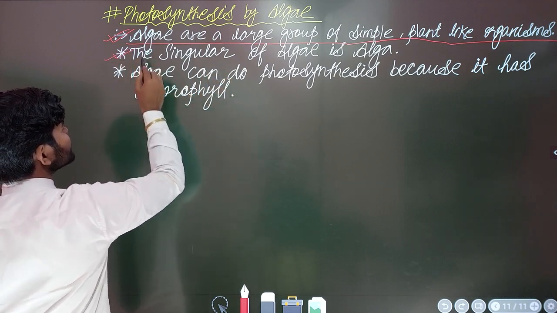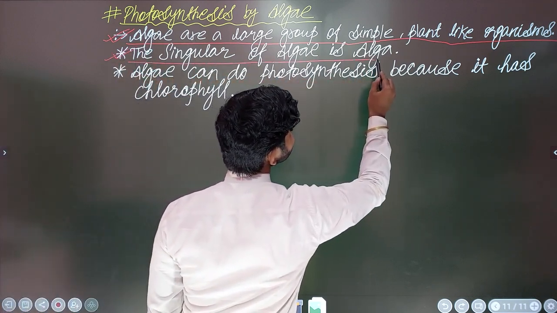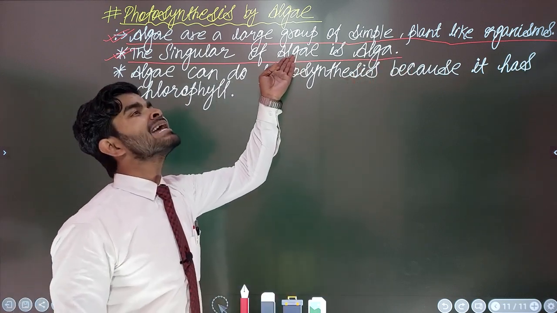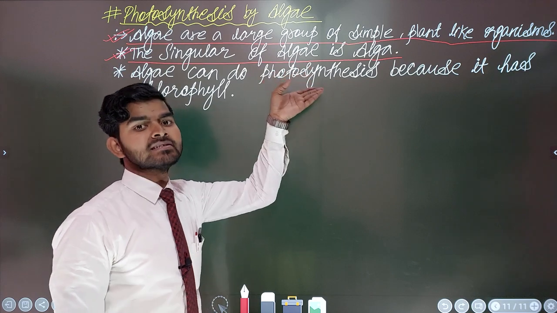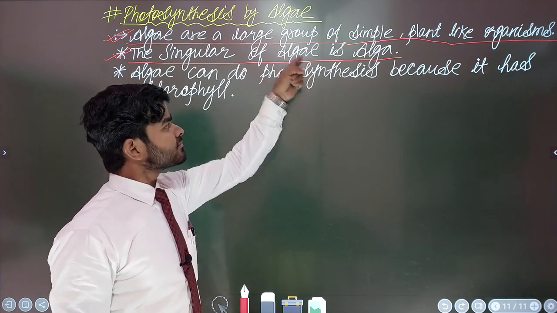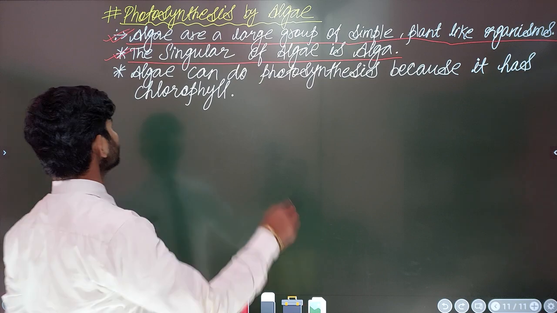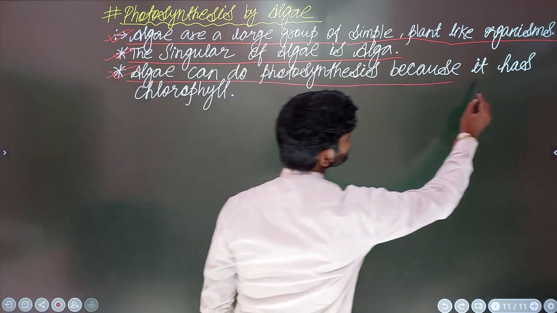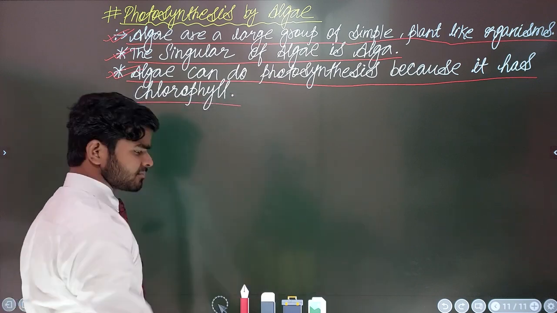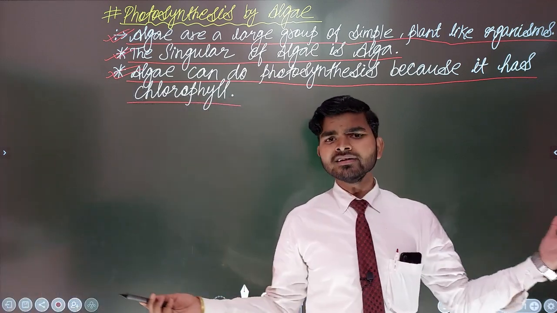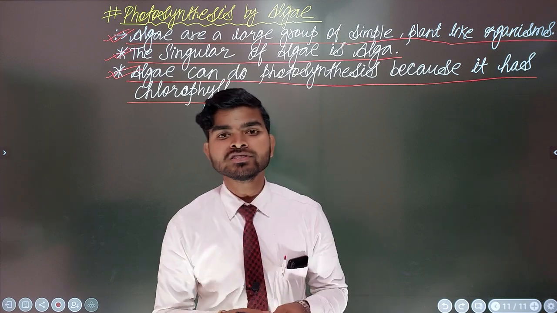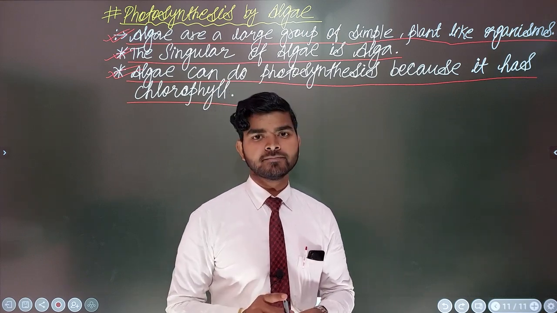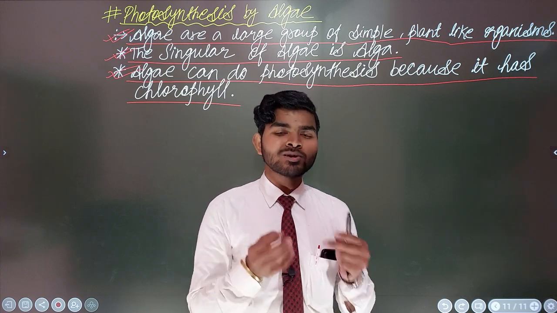The next line is also important. The singular of algae is called alga. It is written here as algae, but read as algae. The singular of algae is alga. Next, algae can do photosynthesis because they have chlorophyll. Someone may ask you why algae can do photosynthesis: because they have a green pigment named chlorophyll. So that's why algae look green.